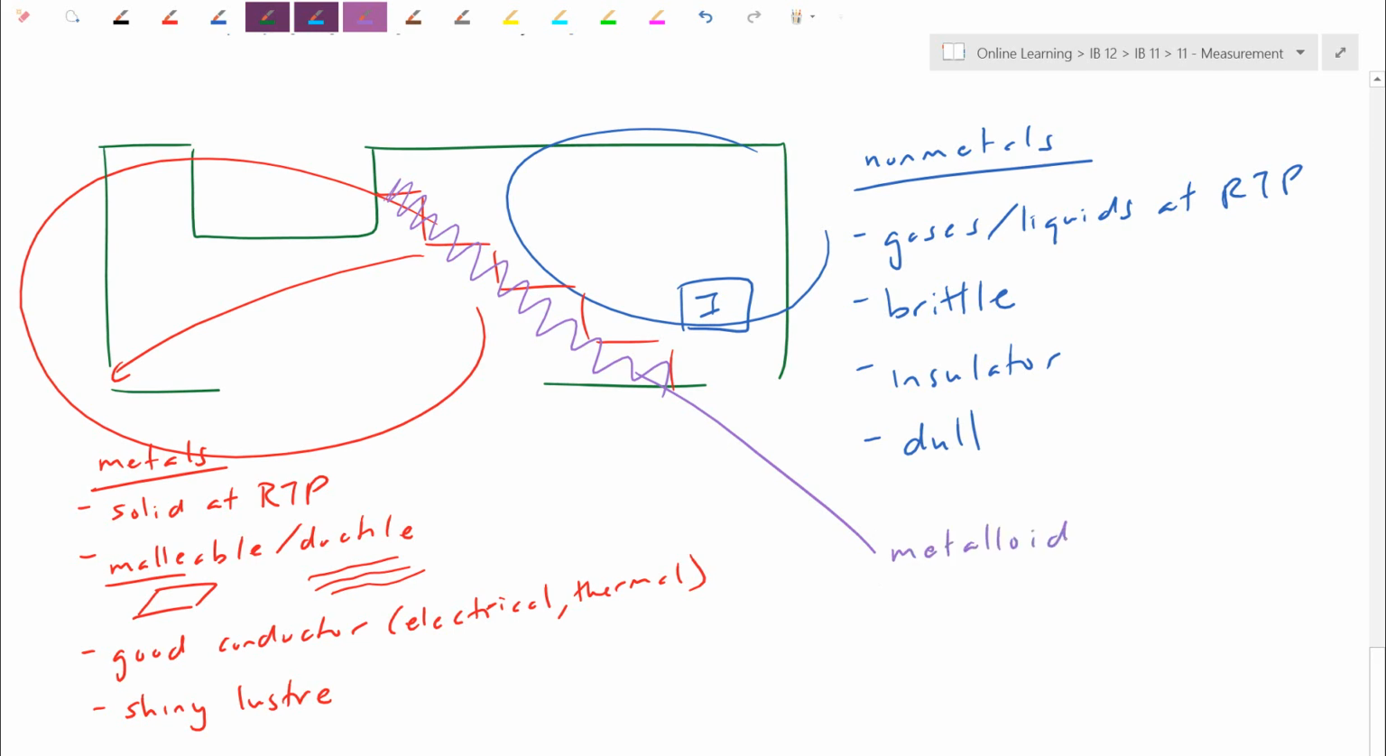IUPAC had named these guys here. These ones here are called metalloids. In the olden days, we also called them semi-metals. They had some properties of metals, some properties of nonmetals. Maybe they were malleable and ductile, but maybe they were dull. Maybe they were good conductors, but maybe they were brittle. So they actually have some combination of properties.